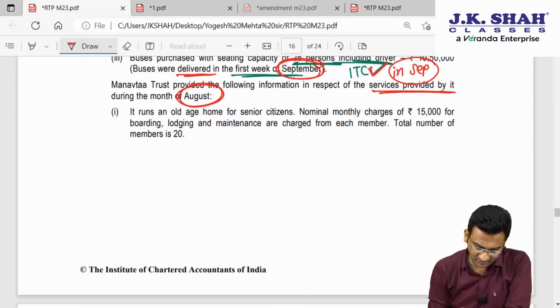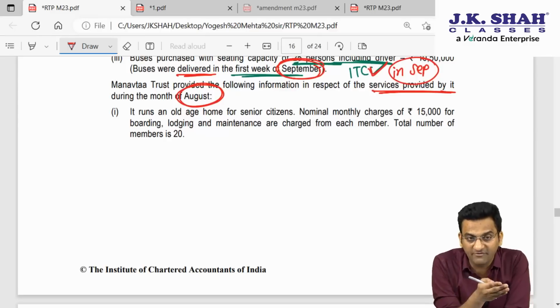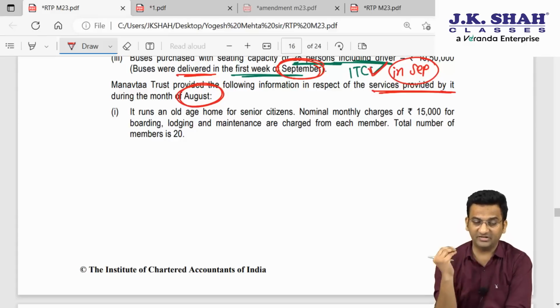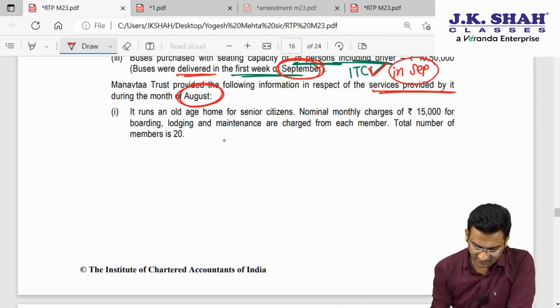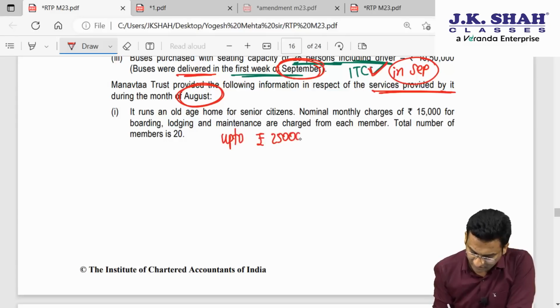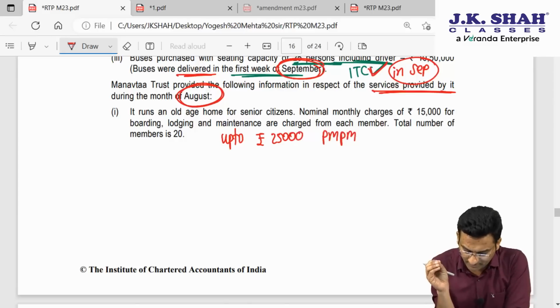First, it runs an old age home for senior citizens. Manavta Trust runs an old age home for senior citizens. If you do remember, friends, if any old age home is run by any charitable trust, then the amount is exempted if the consideration is up to rupees 25,000 per month per member. If the consideration is up to rupees 25,000 per month per member, then it is exempted, friends.